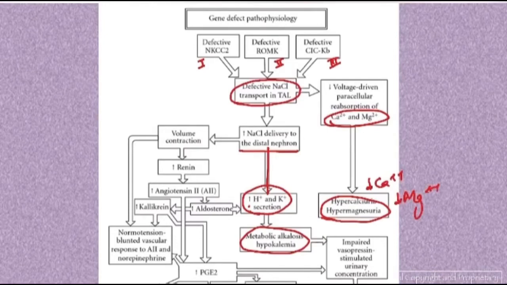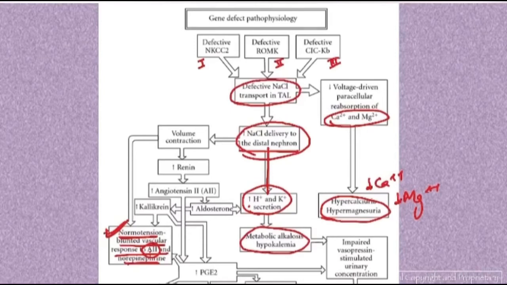Okay, because of increased sodium chloride delivery to distal nephron, there is volume contraction. Volume contraction leads to either normotension or hypotension, with blunted vascular response to angiotensin 2 and norepinephrine. So it will be normotension because of blunted response to the angiotensin 2, which is a vasoconstrictor, and norepinephrine. Norepinephrine and angiotensin cannot increase the blood pressure. Even though there is a lot of aldosterone present, it will not be able to increase the blood pressure. So either they will be normotensive or hypotensive.